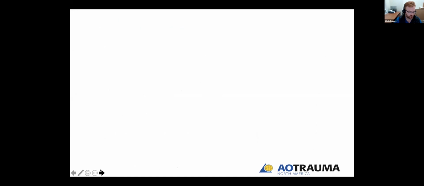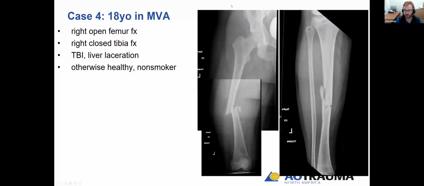Yeah, I'll pull up another one here. Continuing on with young patients that don't heal. This time we've got an 18-year-old, so bumping up a couple of years. Another polytraumatically injured patient: right open femur fracture, right closed tibia, traumatic brain injury, liver laceration, otherwise healthy guy.